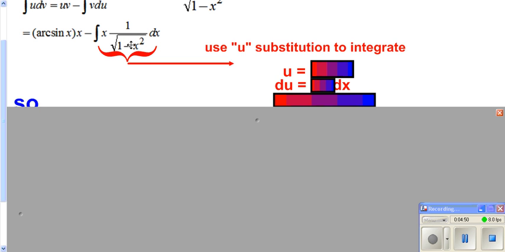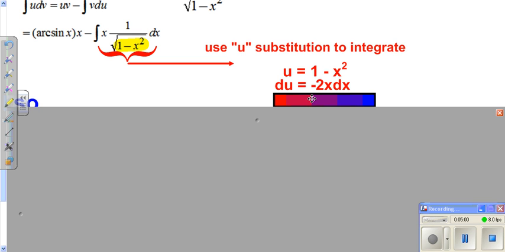Well, this integral, you could just use your u substitution. You could say, oh, well, u is going to be the stuff inside my root. Well, then your du is a negative 2x dx. But you'll notice that you don't have a negative 2 hanging around, so you got to multiply both sides by negative 1/2.